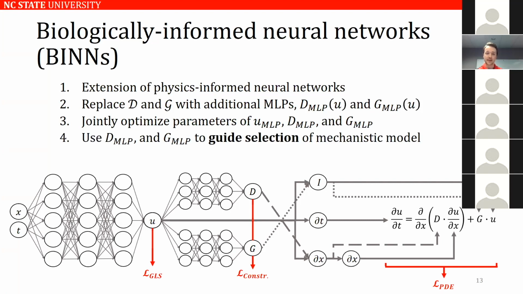And finally, the last step of this, because what we're presenting here is an equation discovery method, is once D and G have been trained, they can be visualized to guide the selection of a new mechanistic model, and we'll talk about that.